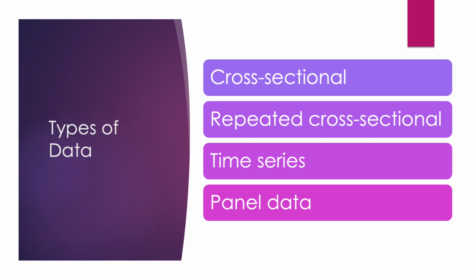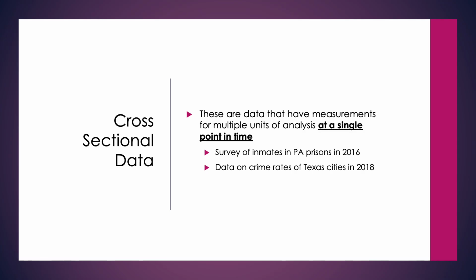Next, we'll talk about some of the types of data that you can collect. There's cross-sectional, repeated cross-sectional, time series, or panel data. Cross-sectional data are data that have measurements for multiple units of analysis at one single point in time. So for example, if I took a survey of inmates in Pennsylvania prisons in the year 2016, there are multiple units because I'm surveying multiple inmates, but there's only a single point in time. If we're talking about years, I only did this in 2016.